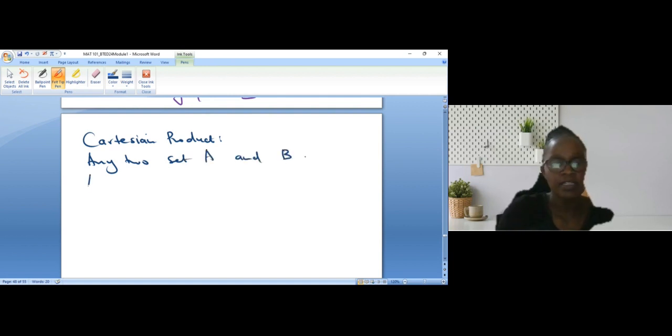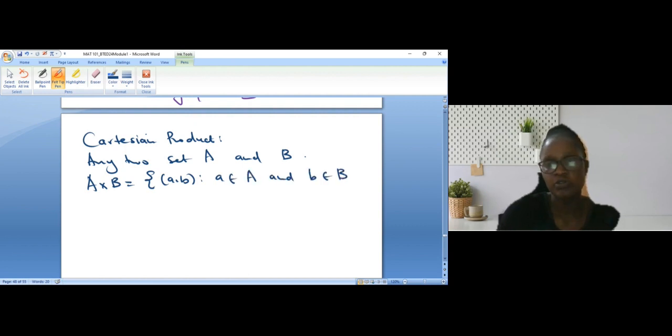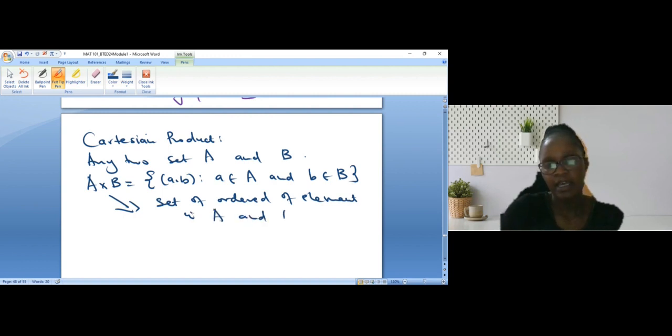you can define the set of all ordered pairs of the elements in the set, such that a belongs to A and b belongs to B. So in this case, the Cartesian product is a set of ordered pairs of elements in A and B. So you have all ordered pairs under consideration.